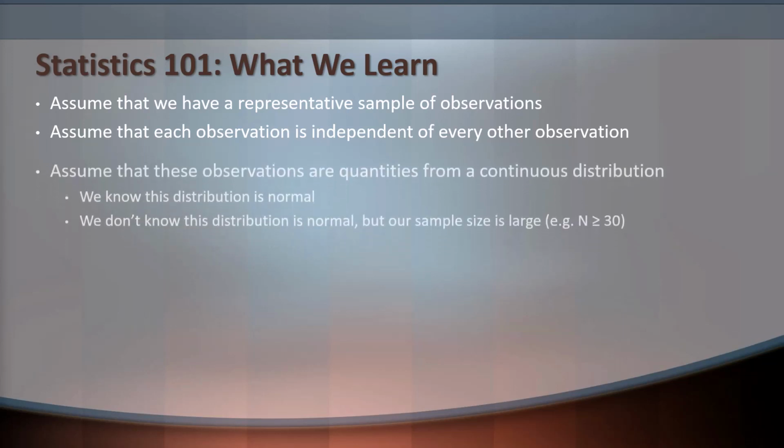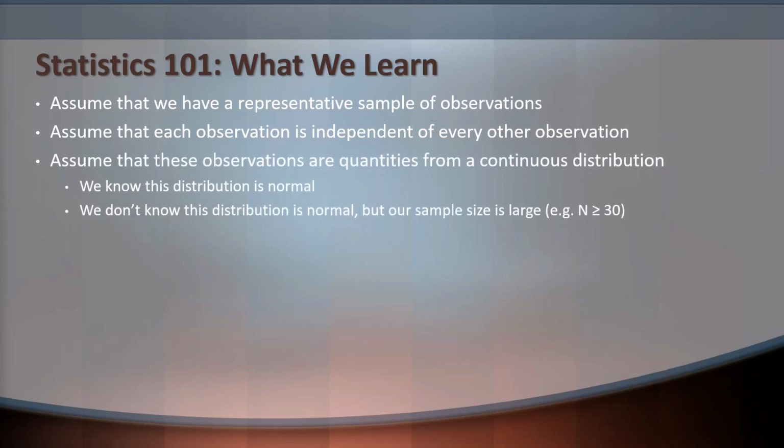Now, when we make these observations, we assume that what we're observing can be put into a quantity from a continuous distribution. That is, we can quantify some underlying construct. And then we say one of 2 things about these quantities. Either that they are from a distribution that has a normal shape, that is, a normal distribution, or if we don't know that the distribution is normal, we have a large enough sample size, because with a large enough sample size, we can rely on the central limit theorem.